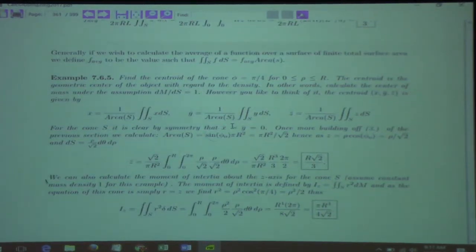Oh, look, here's the center of mass of a cone. Well, centroid. So what's a centroid? It's assuming the mass density is 1. You know, it's the same, it's constant. Cone pi over 4. So you can use symmetry, I think here. Wait a minute, I do something weird, don't I? Seems like I should have x bar and y bar both be 0. Oh, yeah, I do.